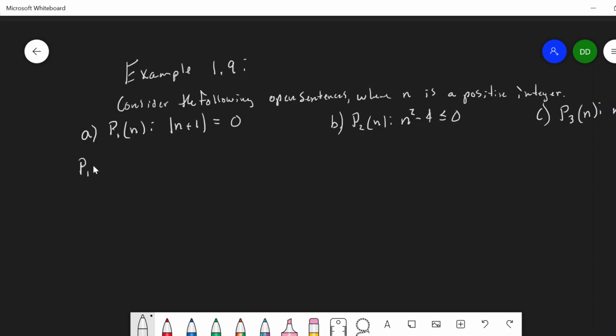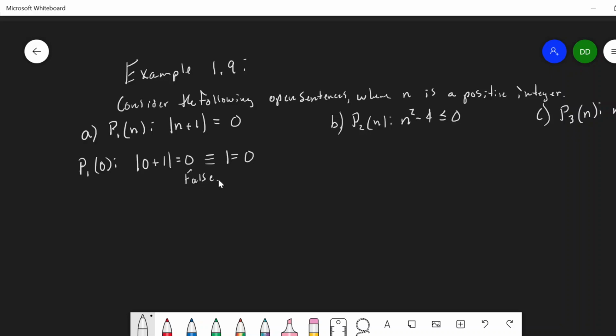So for instance, p1 of 0 would be the statement absolute value of 0 plus 1 is equal to 0. Well, 0 plus 1 is 1. Absolute value of 1 is 1. And so this is equivalent to the statement 1 is equal to 0, which is false. So in this case, P1 of 0 would be false.